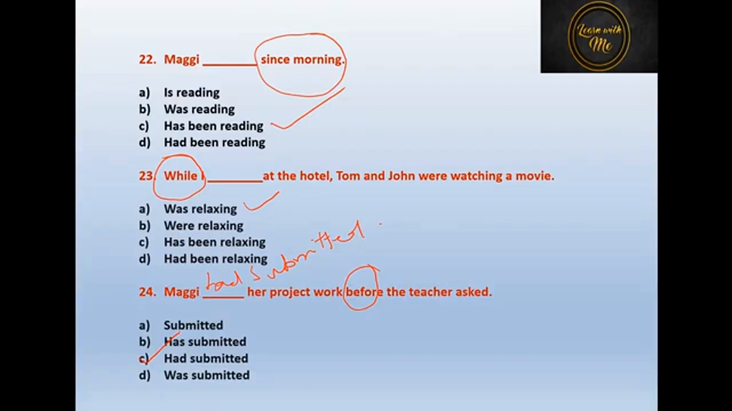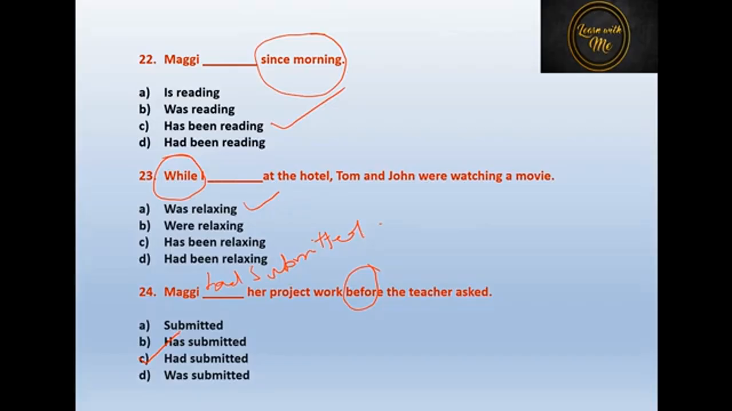So what is the difference between simple past and past perfect? You will use simple past for long completed actions. Example, I ate an apple yesterday. You will use past perfect when there are two past actions and the first past action is completely finished before the second past action began in the past. Example, I had eaten an apple before she ate an orange.